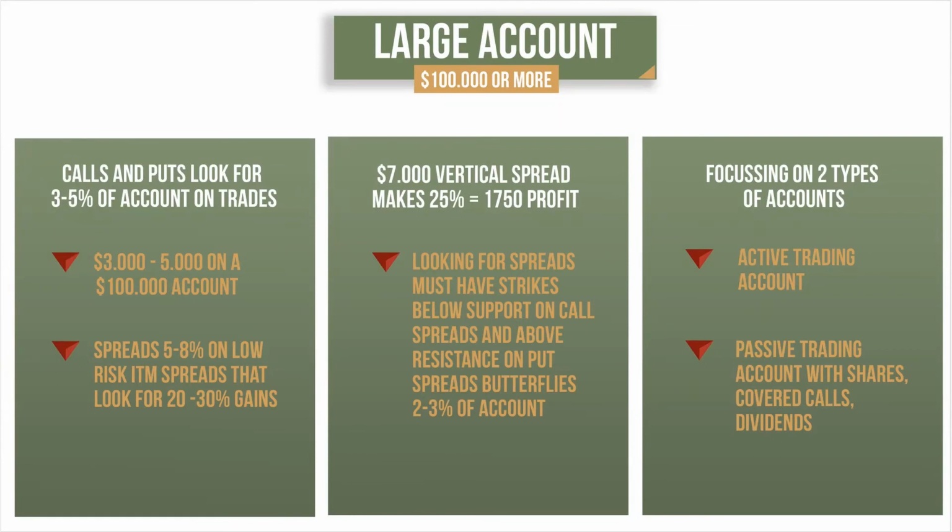So now here you go. Now we just went over a small account. Once you get your accounts a little bit larger, 100 grand or more, instead of making those trades of 10 to 20%, you could be focusing in on 3 to 5% of your account on trades. So on a $100,000 account, that would be $3,000 to $5,000 on a trade.